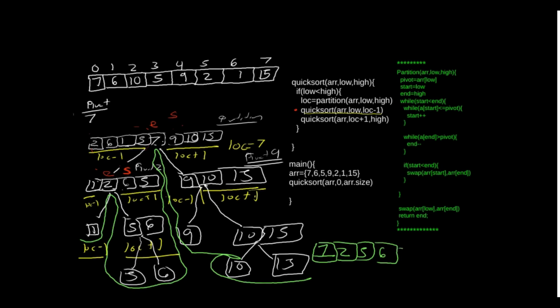1, 2, 5, 6, 7, 10, and 15. Result. Okay, we sorted the array.